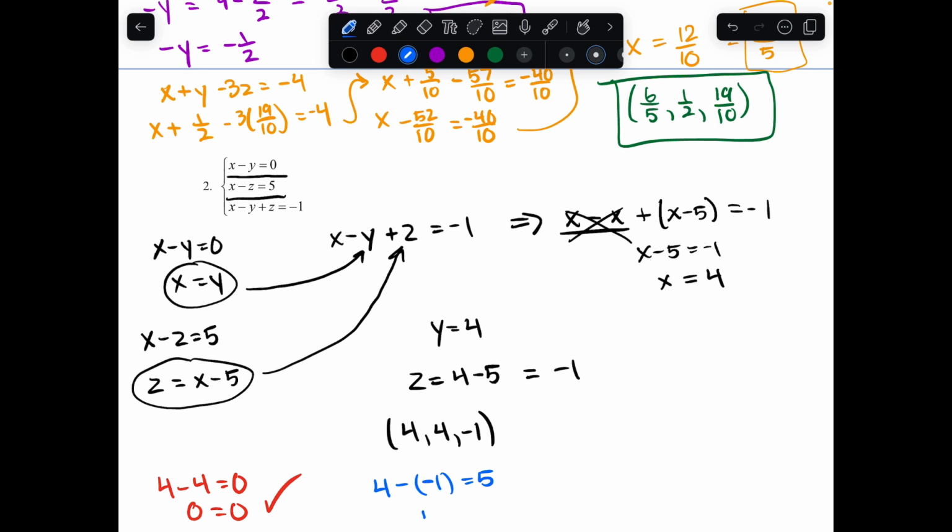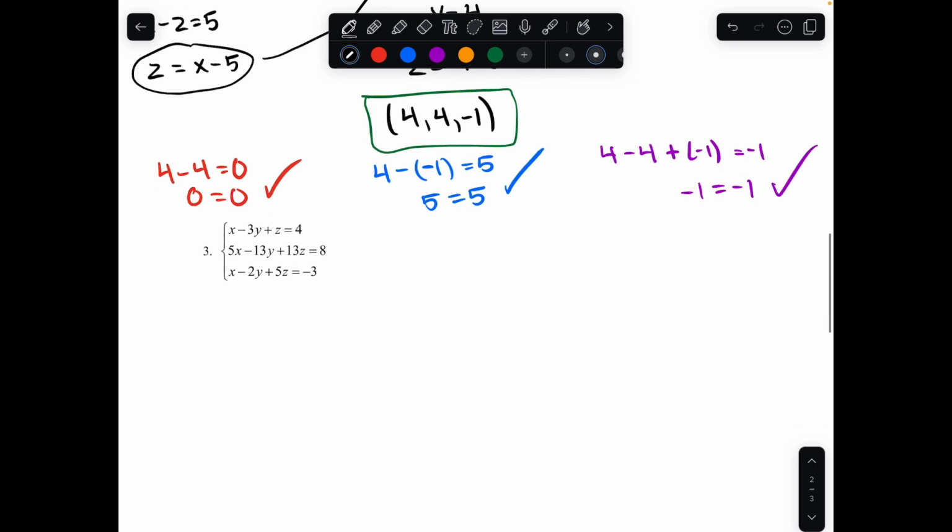And so we get 5 is equal to 5. That's also a true statement. And finally, we can check our last equation. We have x minus y plus z is equal to -1. So we have 4 minus 4 plus -1 is equal to -1. Well, the 4 minus 4 cancels out, and so we're left with -1 is equal to -1. That's also a true statement. So, since all 3 of these equations are satisfied at the same time, this really is a solution to our problem. So, 4, 4, -1 really is our answer.